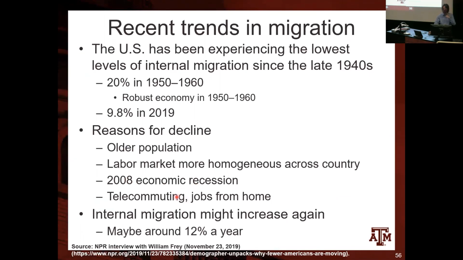And because this pandemic is also related to telecommuting and jobs from home, he mentioned that he would hope internal migration would increase to maybe around 12% a year. But because of the pandemic, that might not happen, right?